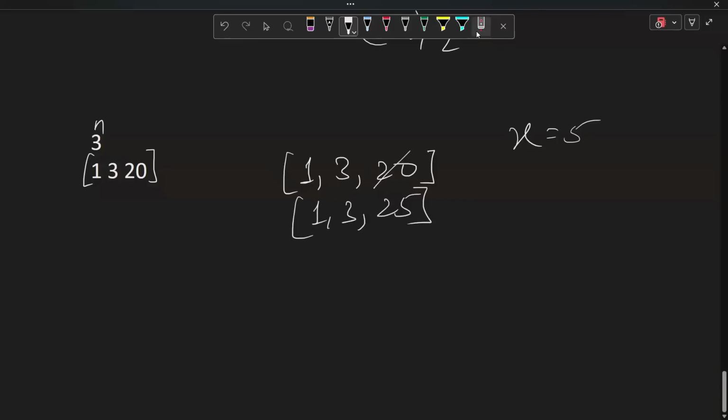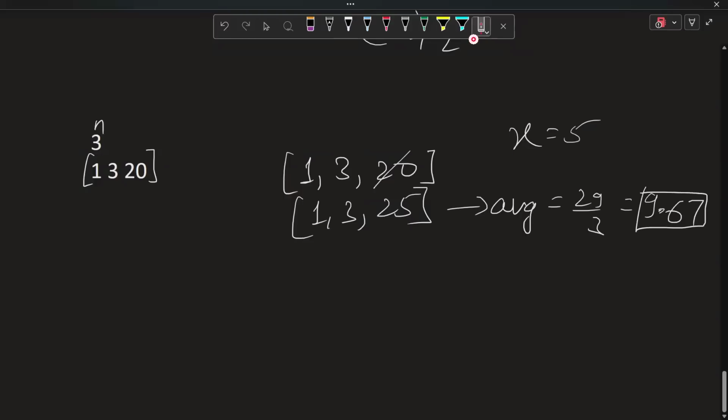Now for this new array, we would find the average. So for this, the average would be 29 by 3. We'll take the real number only. It would be 9.67. So this would be the average.